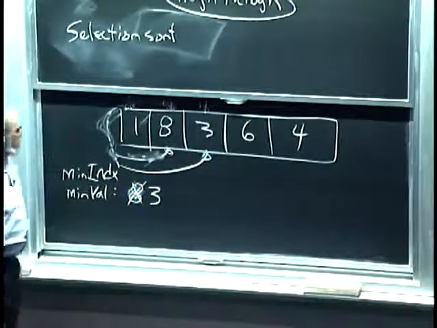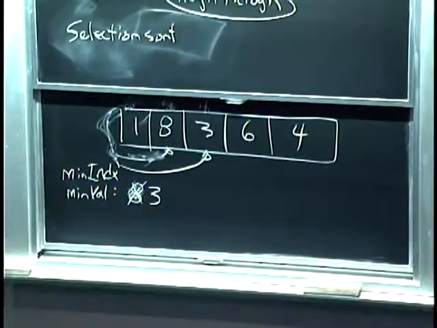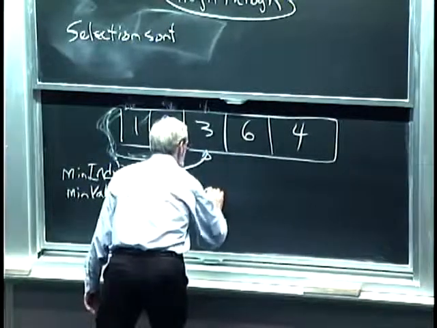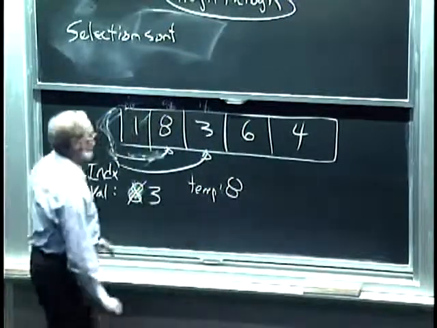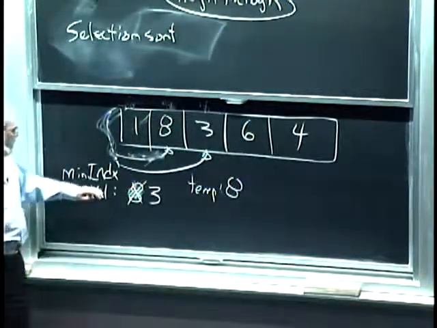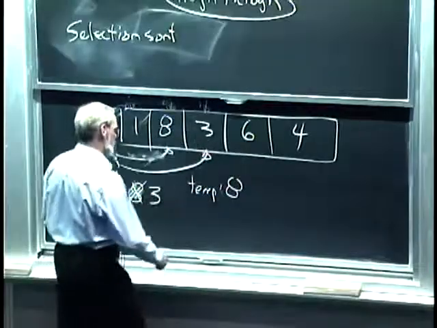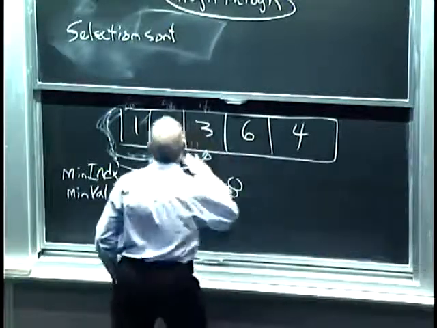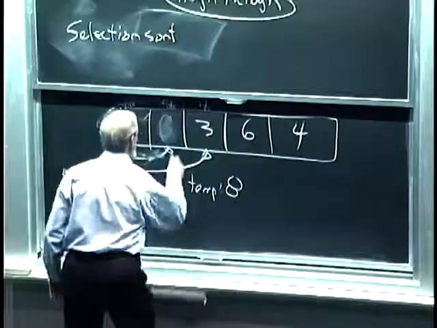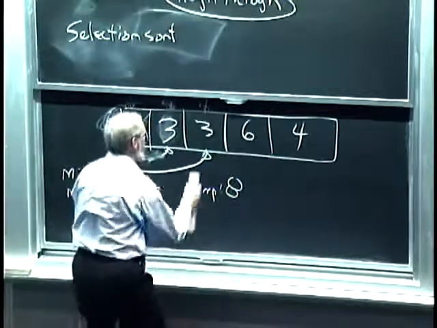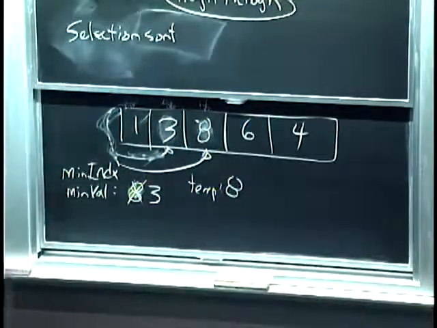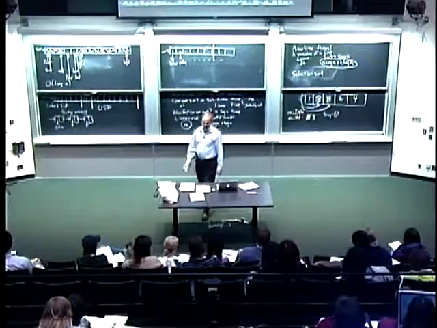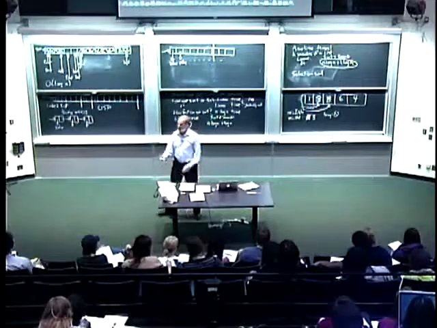And when I get to the end, what do I do? Well, you see, I say take temp and store away what's here, which is that value, and then take what min index is pointing to and stick it in there. Finally, replace that value. Okay. Aren't you glad I'm not a computer?